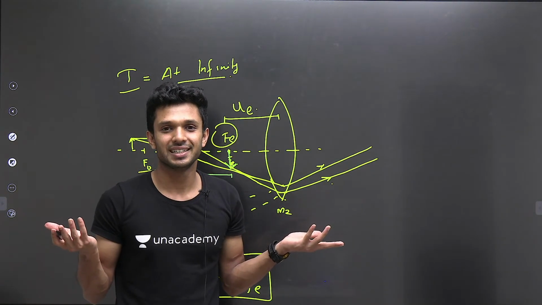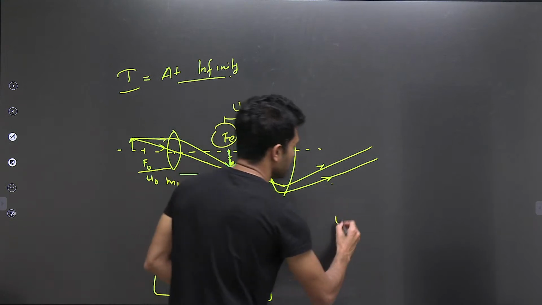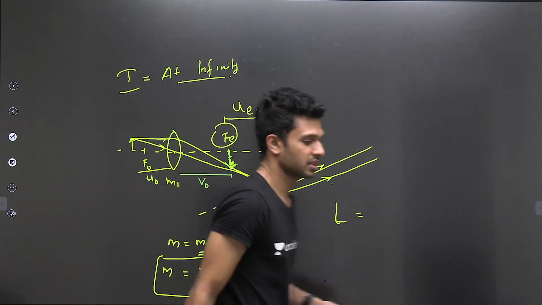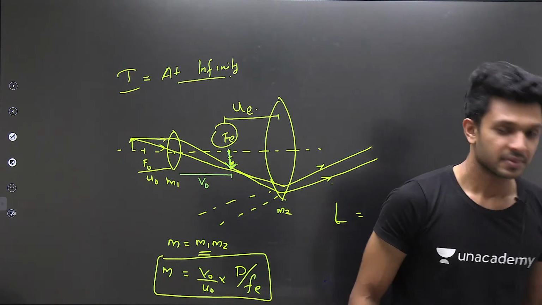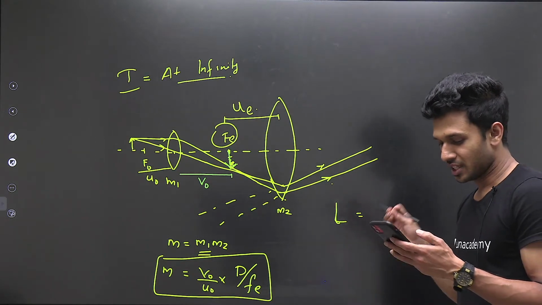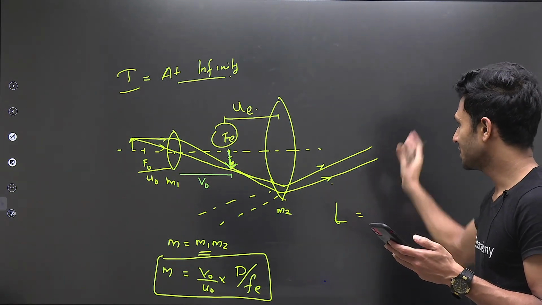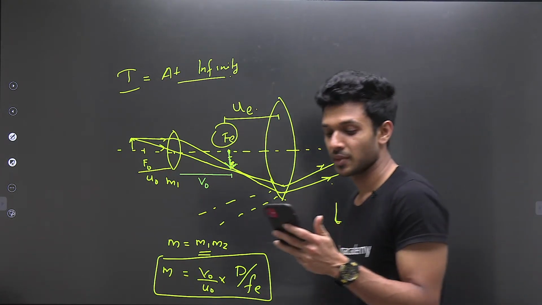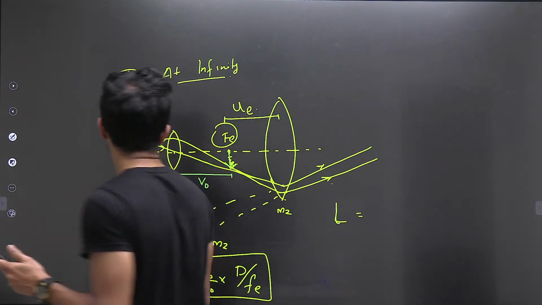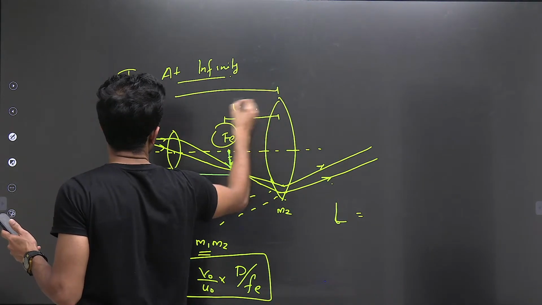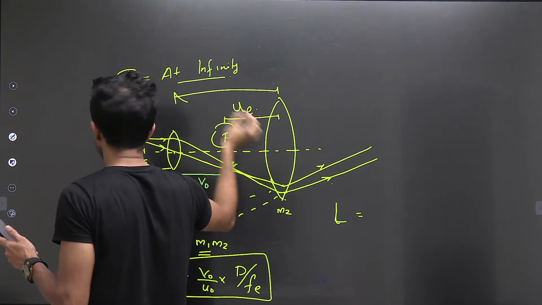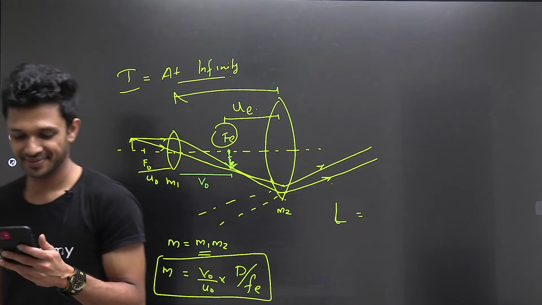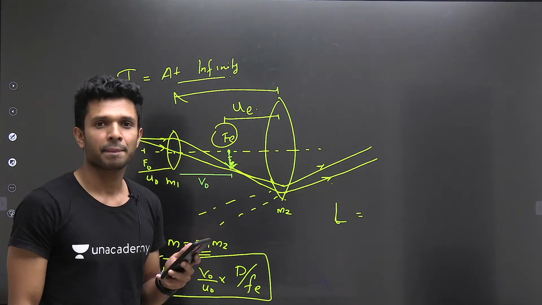Look how simple. Who can tell me the length of the microscope in this case? Tell me, what is the length of the microscope in this case? I'm not going to tell you. I'll be looking just into the chat box. I want you to tell me what is the length of the microscope, the distance between the objective and the eyepiece. Who can tell me?